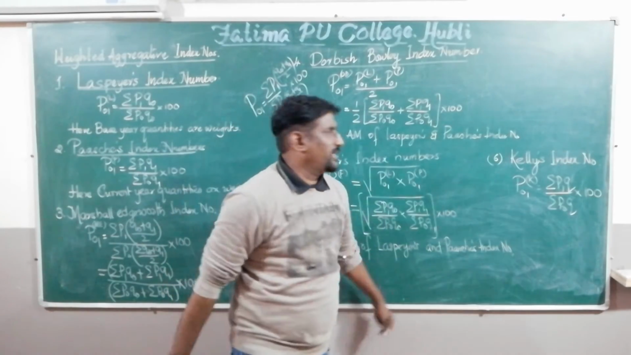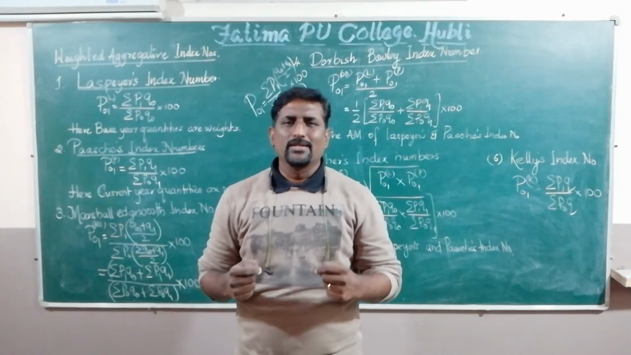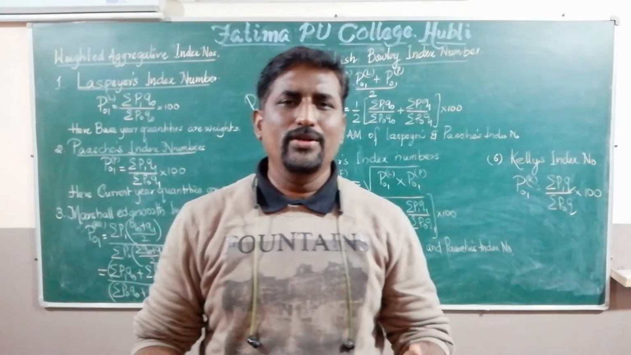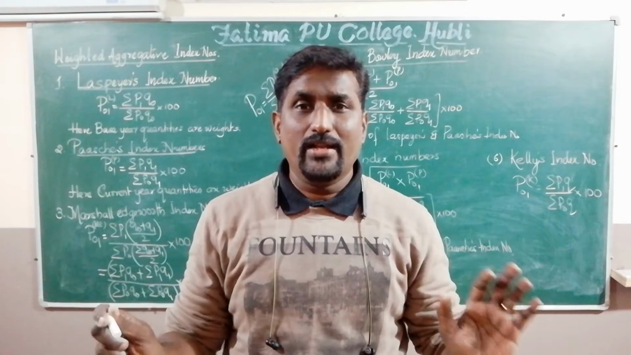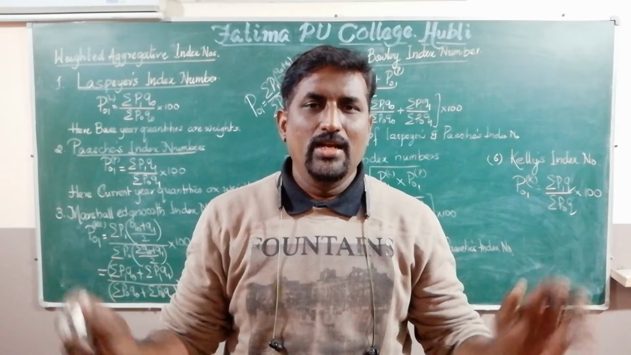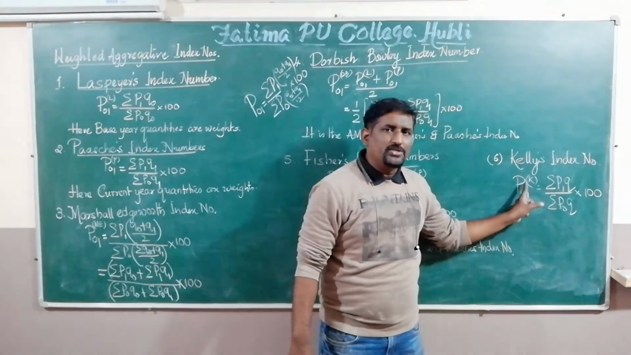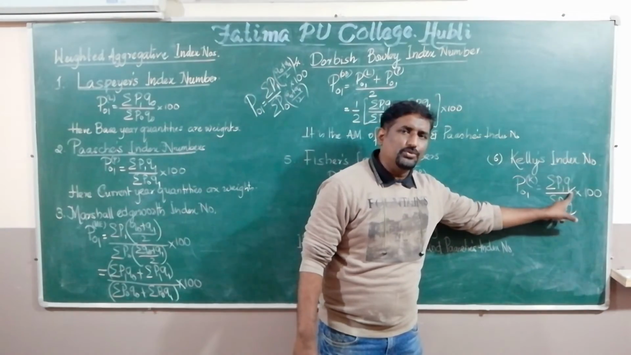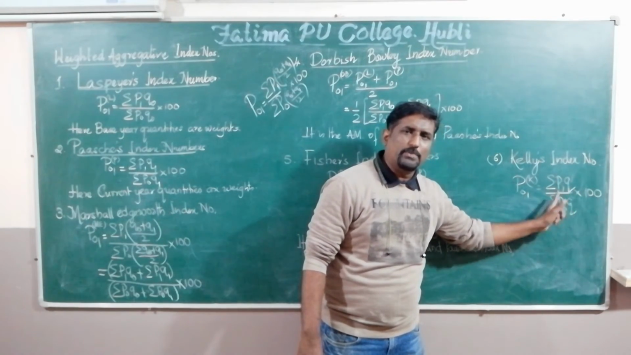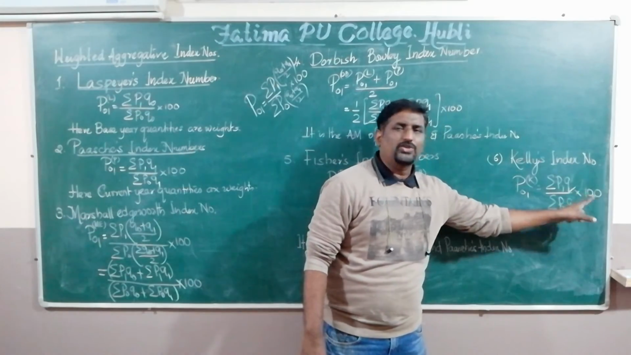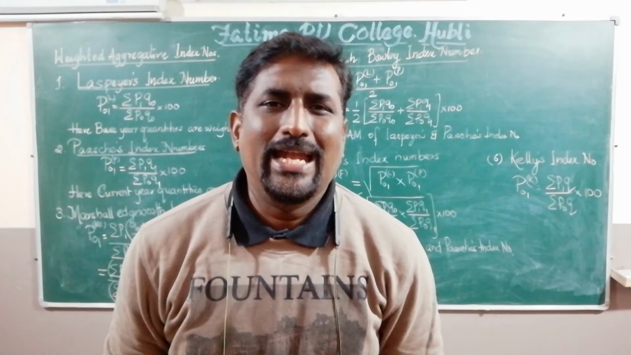Okay? And the last one, very simple one, Kelly's index number. In this, we don't use base year quantities nor do we use current year quantities. Only just quantities are mentioned. Which quantities, from where they are bought, we don't know. They only have given us quantity, we are going to use it. So the formula P01 is equal to summation P1Q divided by summation P0Q. No Q0, Q1, nothing. Only P1Q divided by P0Q into 100. This is what we have regarding these weighted index numbers.